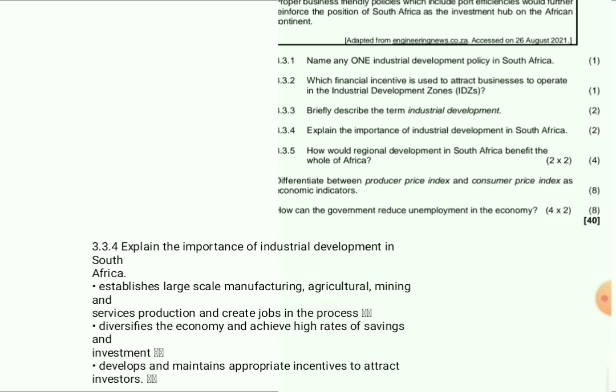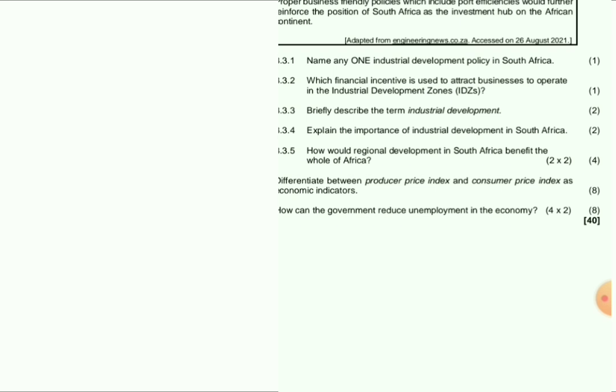So that's it. That's the importance of industrial development in South Africa. I've already explained it. I gave you 3 reasons.